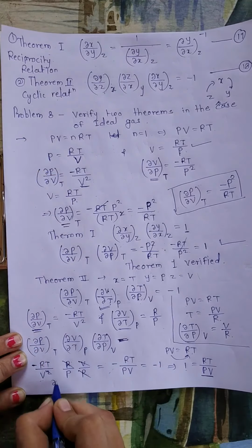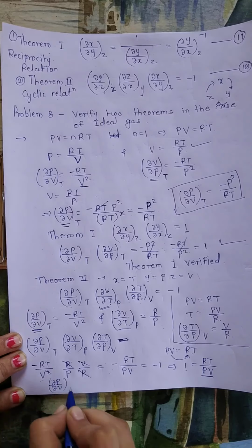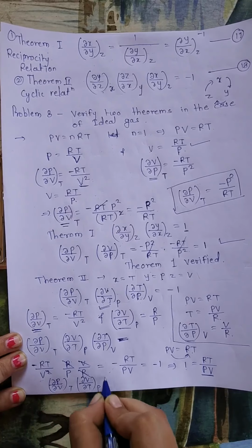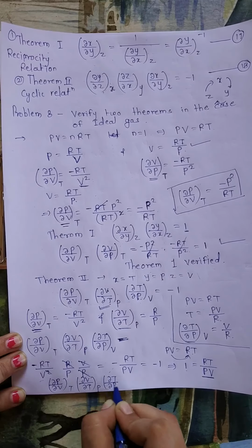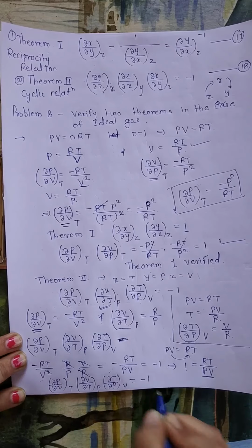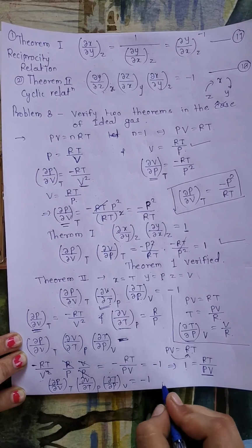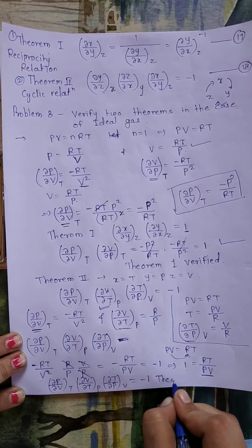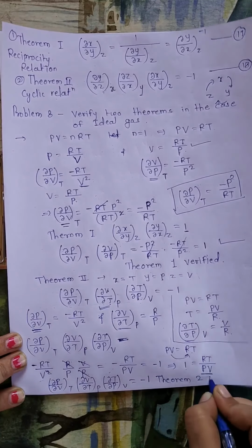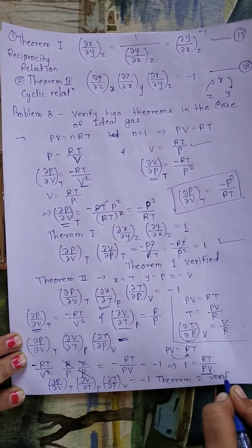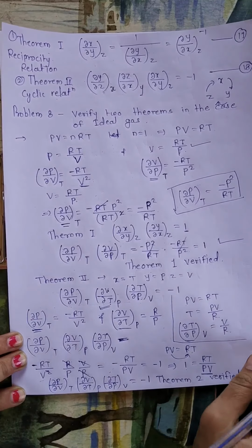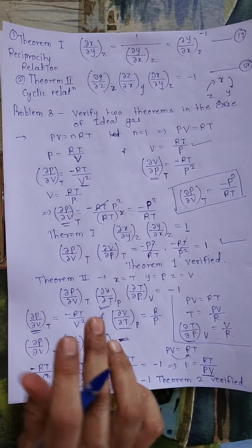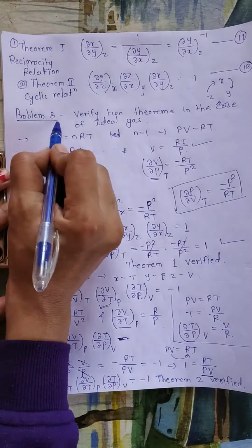So I can write ∂P/∂V at constant T into ∂V/∂T at constant P into ∂T/∂P at constant V is equal to -1. Hence, theorem 2 is verified. So these are the theorems for the differentiation, their proof and the problem based on those theorems.